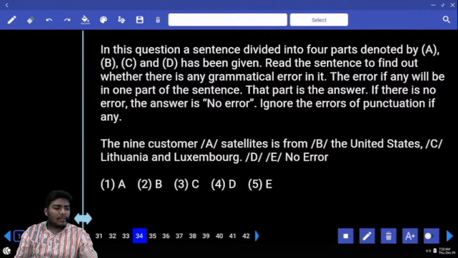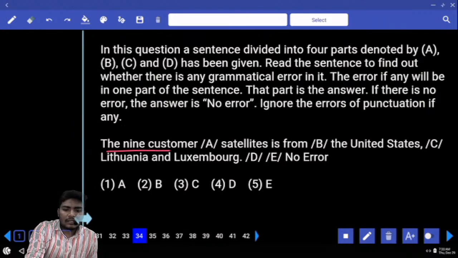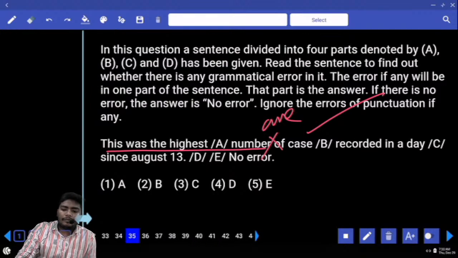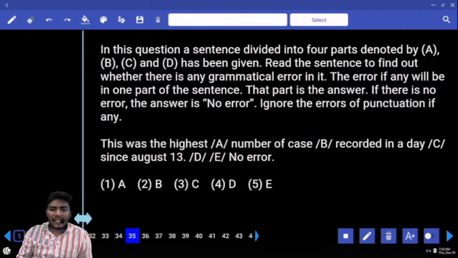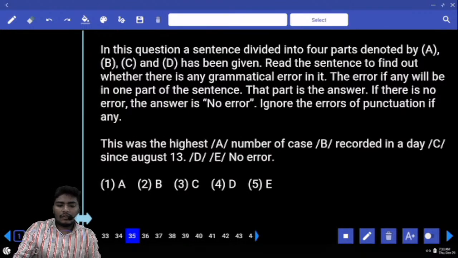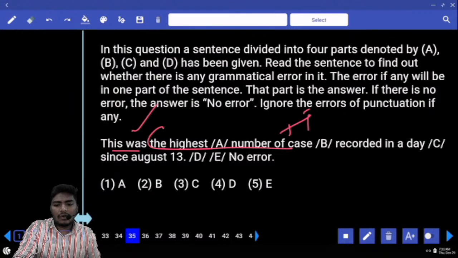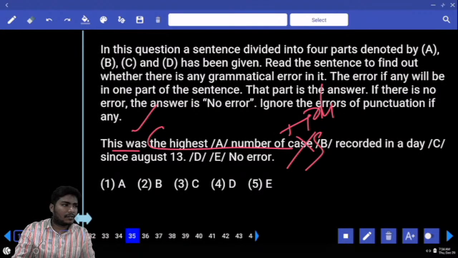The 9 customer satellites. Singular noun or plural noun? Satellites, plural noun, followed by R. Move to 35. This was the highest number of cases recorded in a day since August 13. The highest number of is followed by a plural, not case, it must be cases.